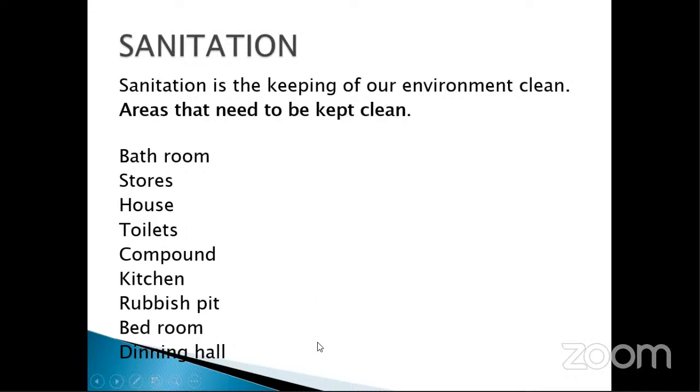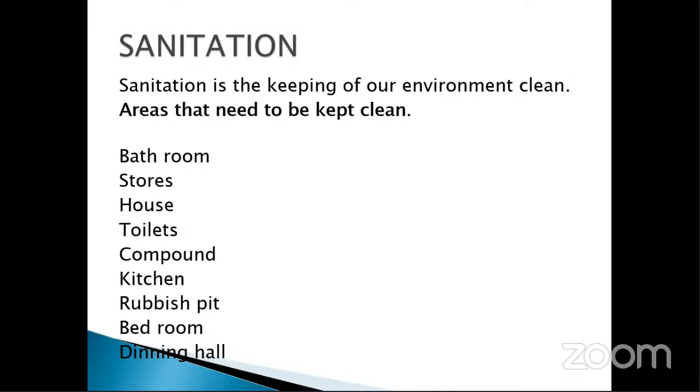Those are some of the places that you need to clean, even at home. Those places are just at home, they are just in our environment. And then we need to keep them clean to promote sanitation.